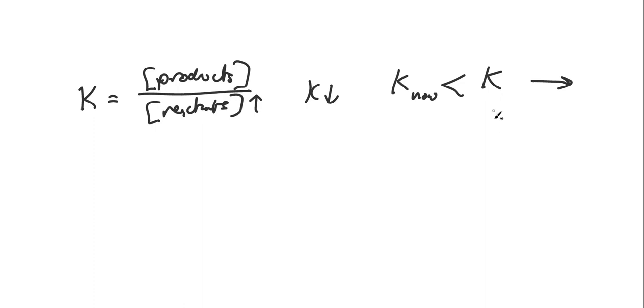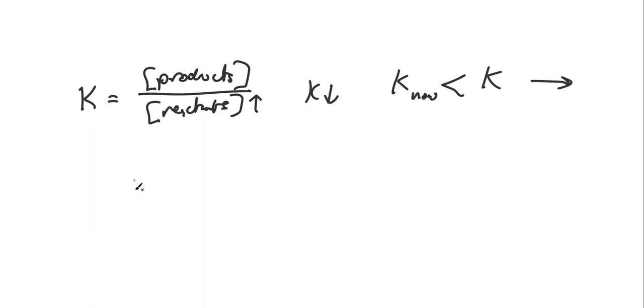So the forward rate's going to go way up, and then they'll find a new equilibrium based on the new concentrations. Now, not only will changing reactants affect this, but changing pressure. If you increase pressure, pressure will go to the side with the least amount of gases.